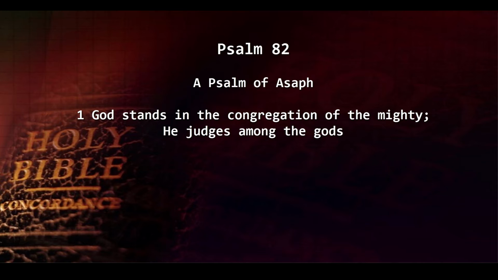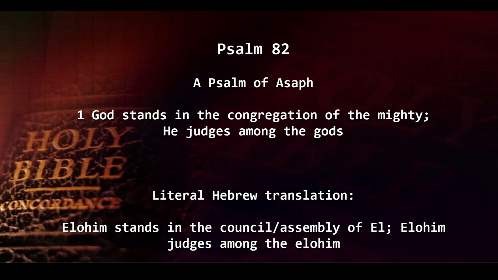I'm going to give you the Hebrew. This is what the Hebrew says. Elohim stands in the council, assembly, congregation of El. Elohim, he judges among the Elohim. Did you see it? Elohim, El, Elohim. So Elohim, God, stands in the congregation of El, which is also God in Hebrew. It's a singular form. This Elohim who's standing in the congregation of El, God, he's standing there to pass judgment on the Elohim, the gods.